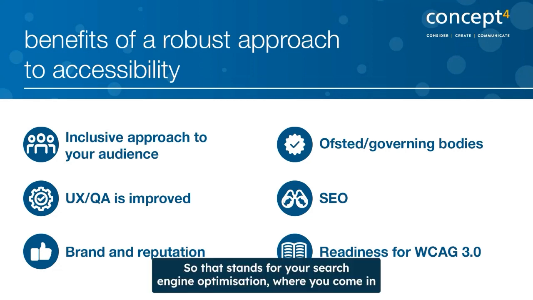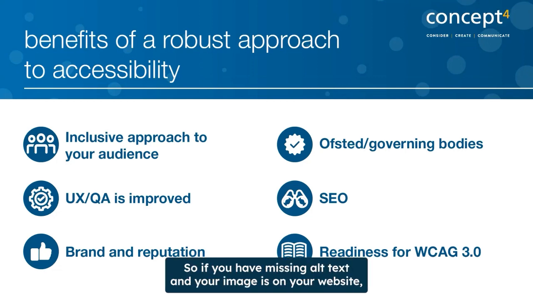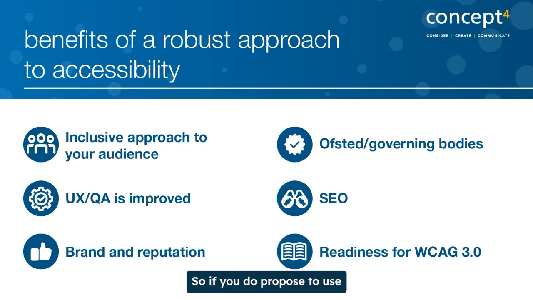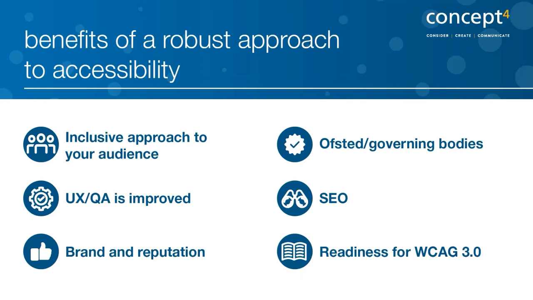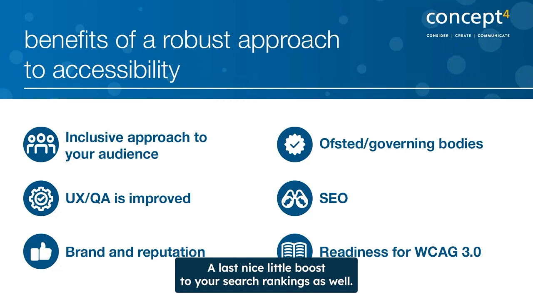Your SEO, so that stands for your search engine optimization, where you come in the rankings of Google and other search engines. I mentioned before about adding something called alt text, alternative text, to your images. So if you have missing alt text in your images on your website, that will affect your rankings in a relatively minor sense, but it will affect your rankings. So if you do propose to use relevant alternative text for your images, for people who have images turned off, then that can be a nice little boost to your search rankings as well.